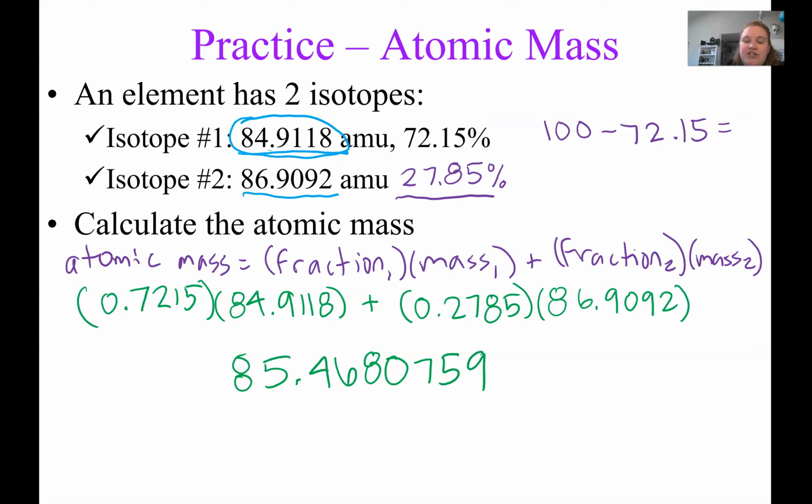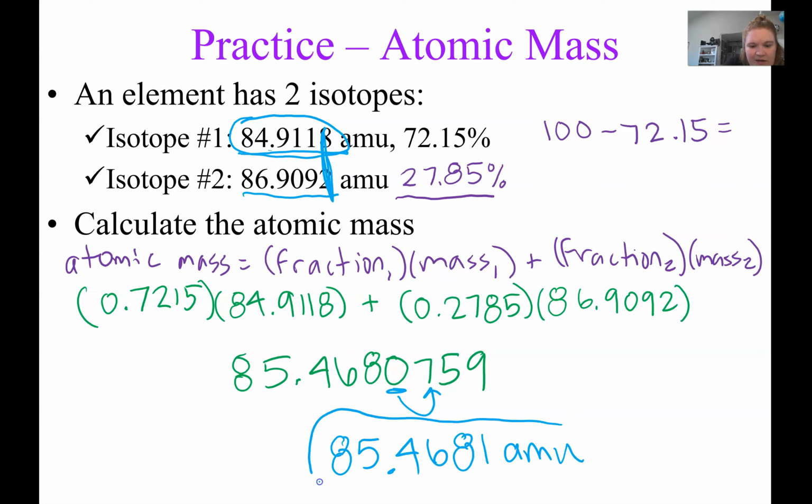Number 2, we want to check our sig figs. Now, there's a lot of different types of math going on here, but really, we want to match our decimal places. So we're going out to that 4th decimal place. So I'm going to round my 0 up to a 1. So we're going to have 85.4681. And then the last thing, that third thing, is we want to add in our units. So we were in AMUs. Atomic masses are AMUs. So I'm going to tack that on the end there. And that is my atomic mass for my isotope.